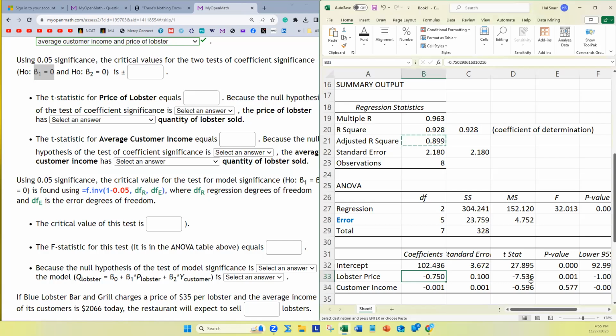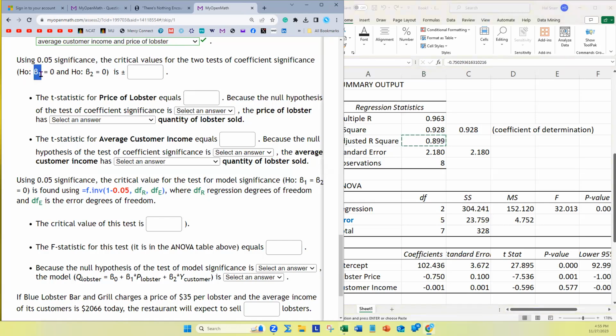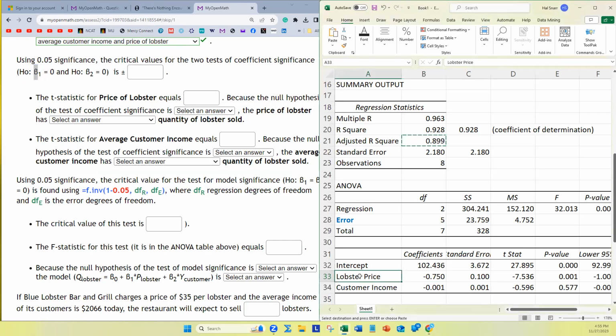Beta 1 is our slope of lobster price. And betas, Greek letters in statistics, we cannot know, right? We're not gods. So we cannot know these values. But we can use data to estimate them. And so we're going to use this value as an estimate of beta 1 to determine if lobster price is a predictor of quantity demanded for lobster, right?